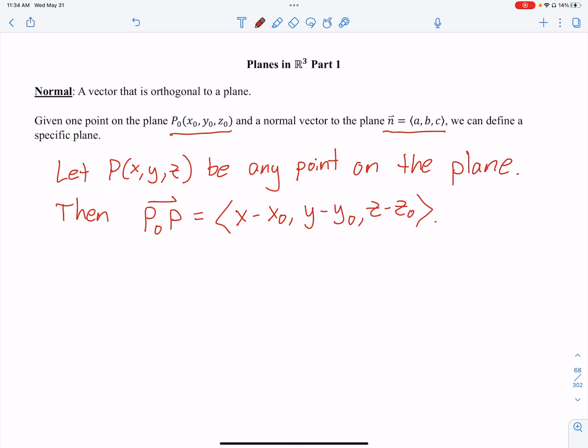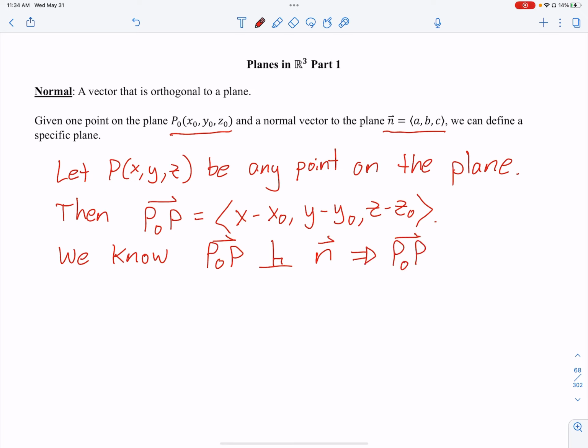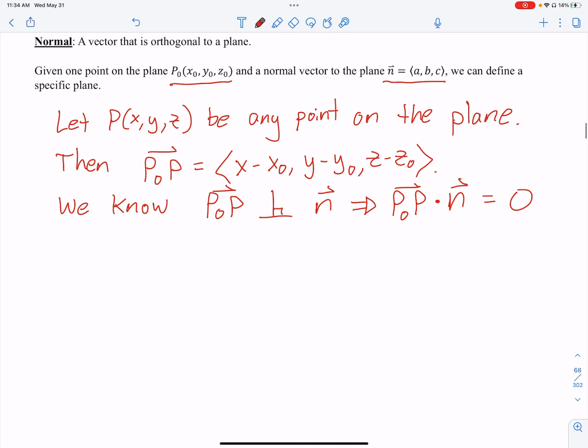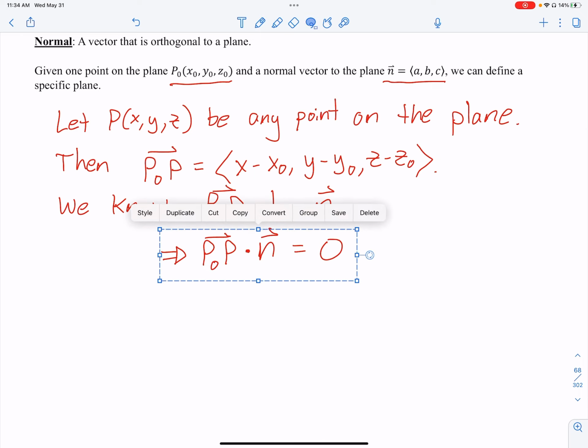Since it is in the plane, we know that the vector that we created is orthogonal to my normal vector that we defined above. Just by definition, that means that the p naught p vector dotted with the normal vector, since they are orthogonal, the dot product is 0. I can now replace that. Let me put that down here. It's going to make more sense logically. That tells me that.